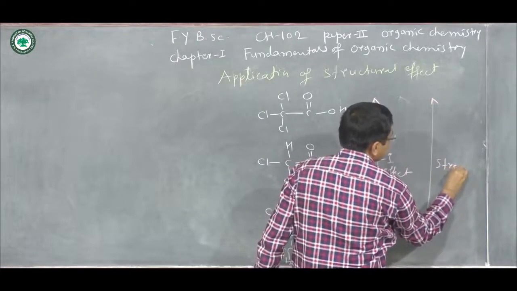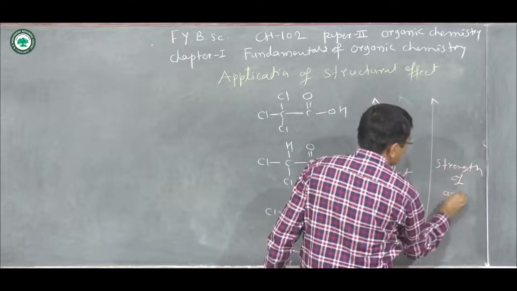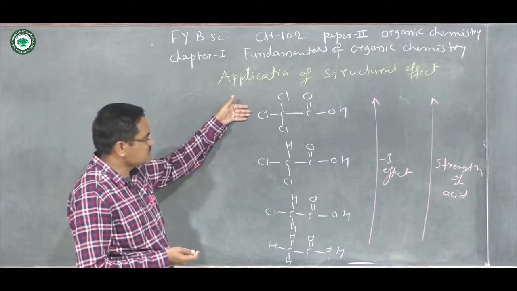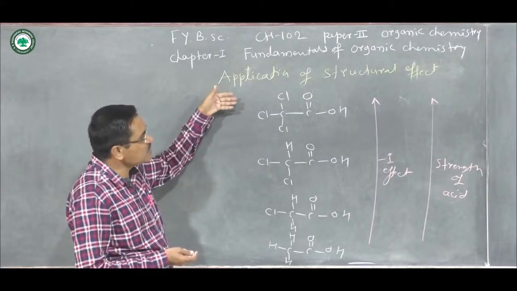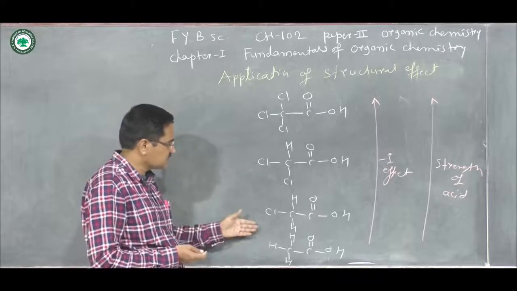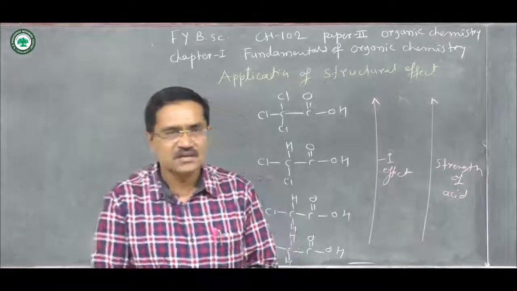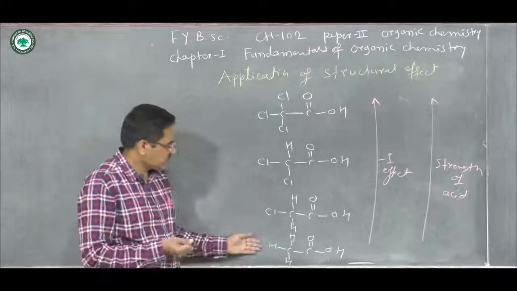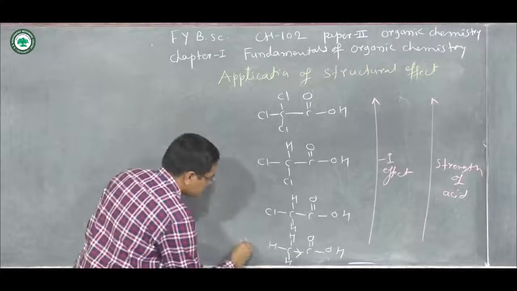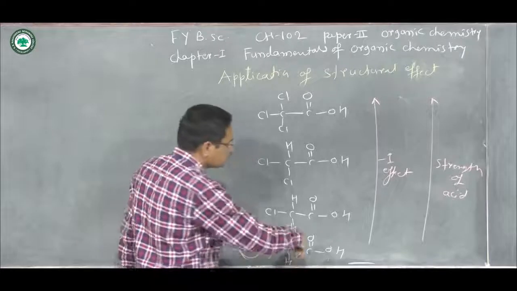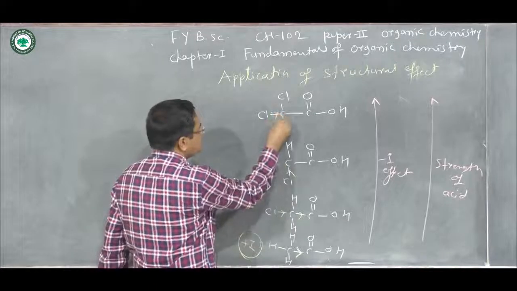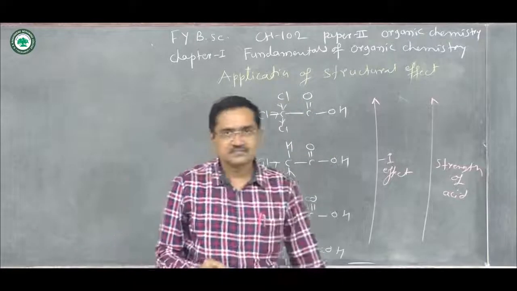the strength of acid also increases. Means here trichloroacetic acid shows more strength of acid as compared to this one, and among all these, acetic acid is a very weak acid because there is no minus I effect but there is plus I effect. There is plus I effect because the CH3 group shows plus I effect and the chlorine group shows minus I effect. Okay, thank you.